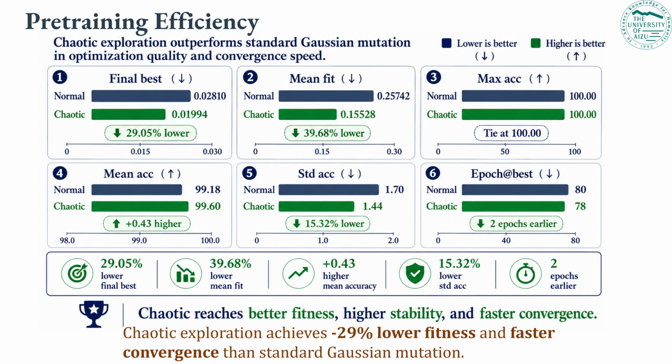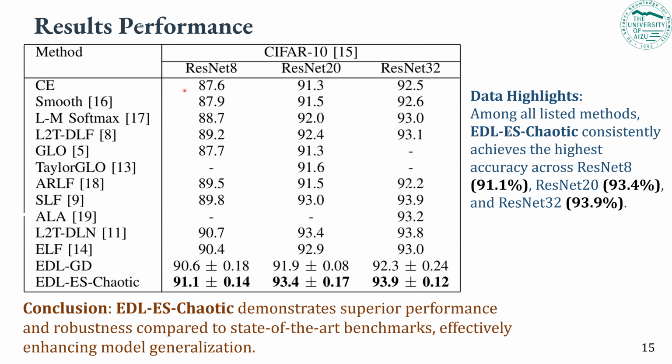We compare chaotic mutation with standard Gaussian mutation. The results show that chaotic exploration achieves better pre-training efficiency. It obtains about 29% lower final fitness and faster convergence. It also improves mean fitness and reduces accuracy variation.